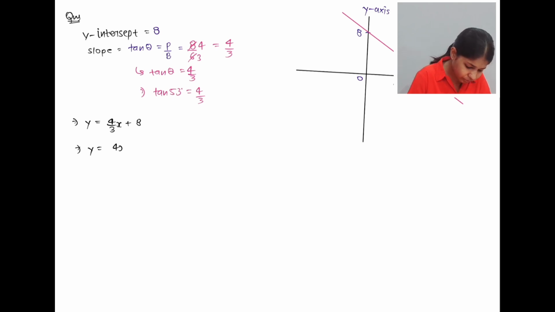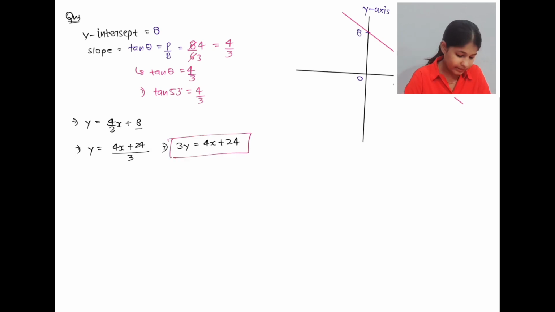4 is equal to 4x upon 3. 4x plus, this will be 3. And sorry, this will be 1. 1 3 is 3, 3 8s are 24. It will become 3. And where will it go? 3y is equal to 4x plus 24. This will be our equation.